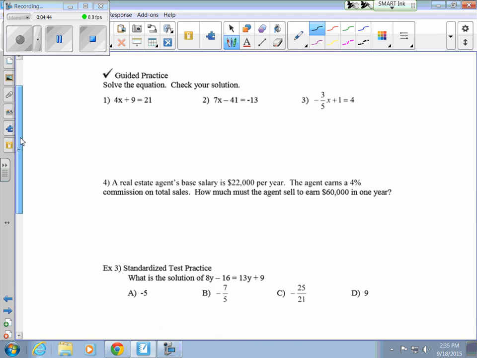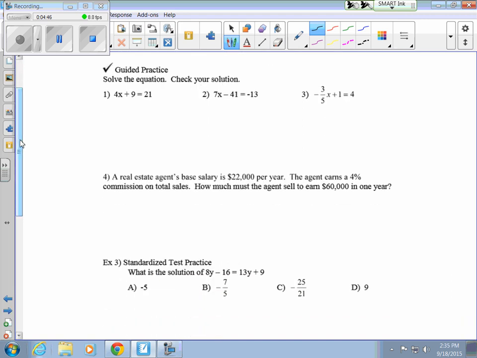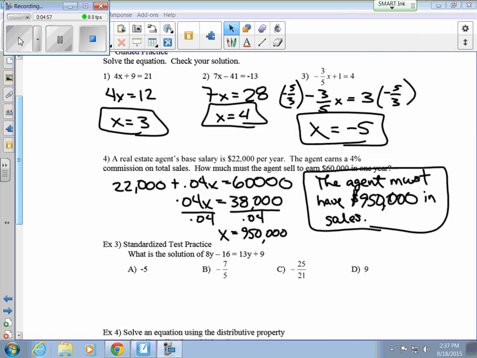So we're going to jump to a couple guided practice questions, 1 through 4. I want you to take a couple minutes to do those. You can go ahead and pause the video, hit play when you are ready to resume. And here are the answers to those 4 guided practice questions.